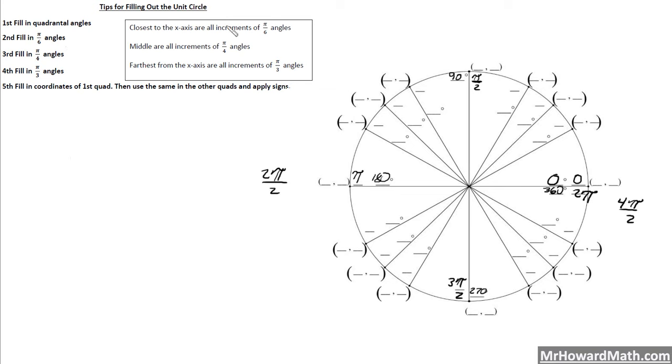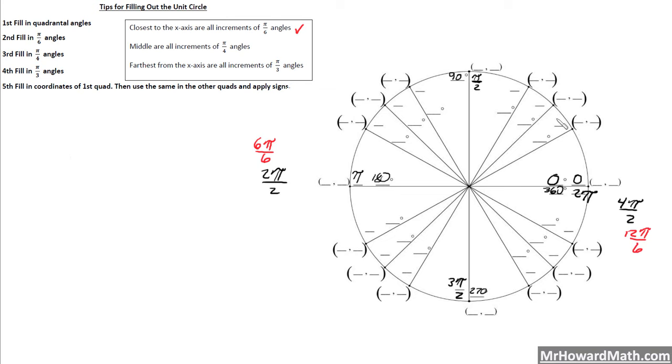Alright, now we're going to do the second part, fill in the pi over 6 angles. If you notice here, closest to the x-axis are all increments of pi over 6 angles. So I'll use a red color for these, and we'll put a little check mark to keep us straight. Now we're going to go around and write all of these major quadrantal angles in terms of pi over 6. And doing that will help you. So 1 pi is the same thing as 6 pi over 6. So over here is 6 pi over 6. 2 pi would be the same thing as 12 pi over 6.